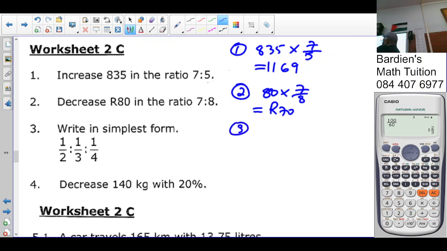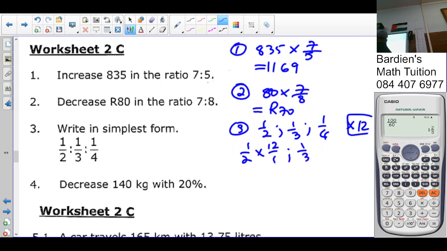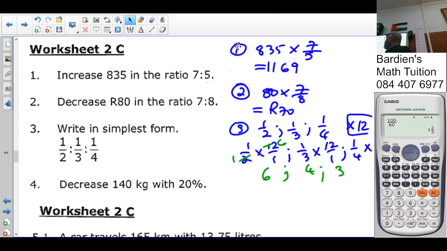Number 3. Write in the simplest form. What's the LCM? 12. Multiply by 12. So it's going to be half times 12 over 1, 1 over 3 times 12 over 1, 1 over 4 times 12 over 1. That goes 6 times. So 6, 4, 3 is 2. That's the simplest form.